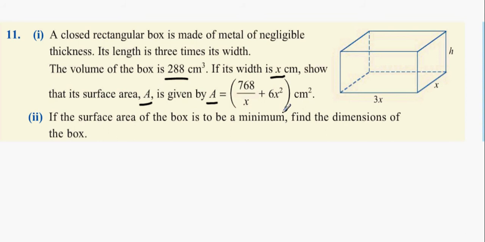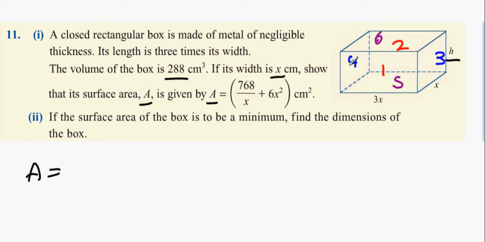Now, the first thing you're going to notice about this formula is there's no h. So that means we're going to have to find some way to get rid of h. Now, surface area represents the area of all 4 sides, or say all 6 sides. So what I'm currently doing is writing down all 6 sides.